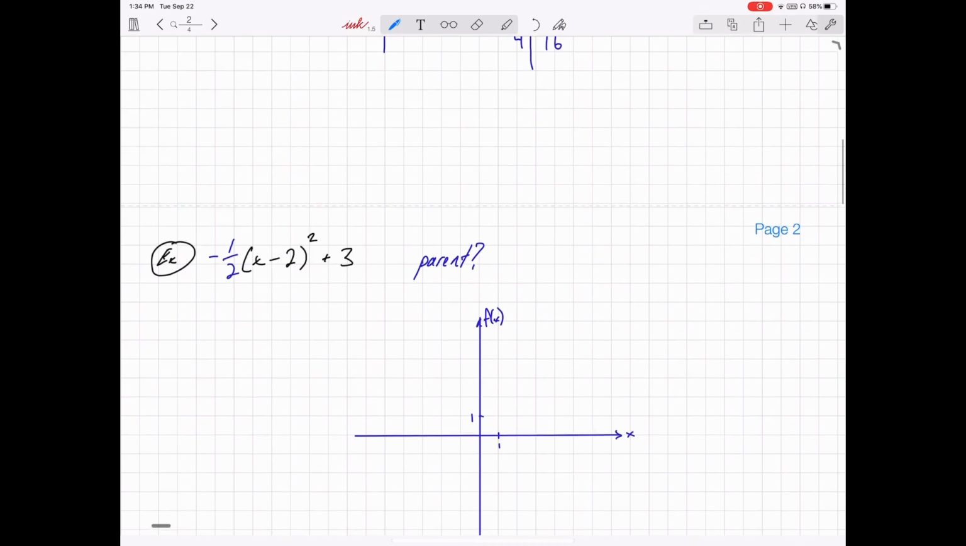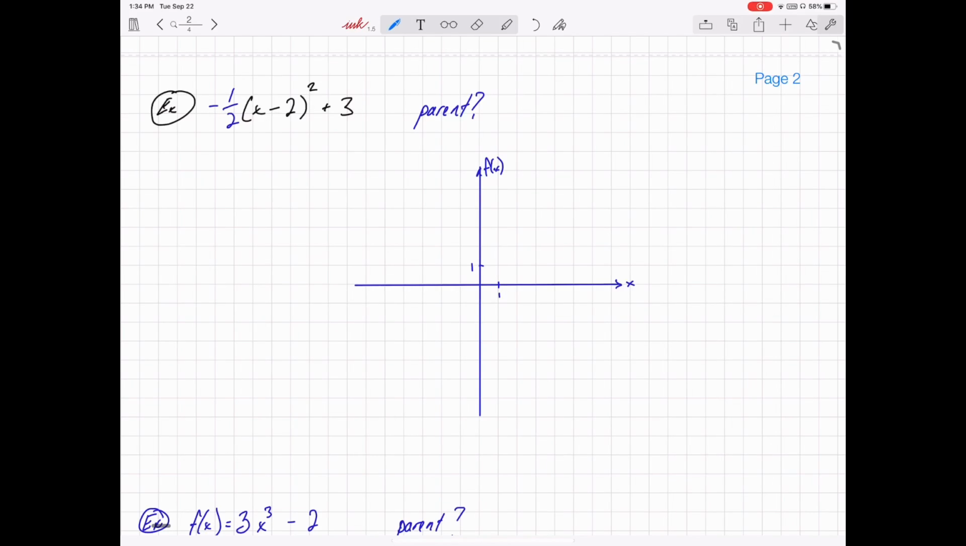So in our next example, we're again going to use this x squared. So our parent function would look like that. And let's just talk about the transformations. So this 3, this is up 3 units.